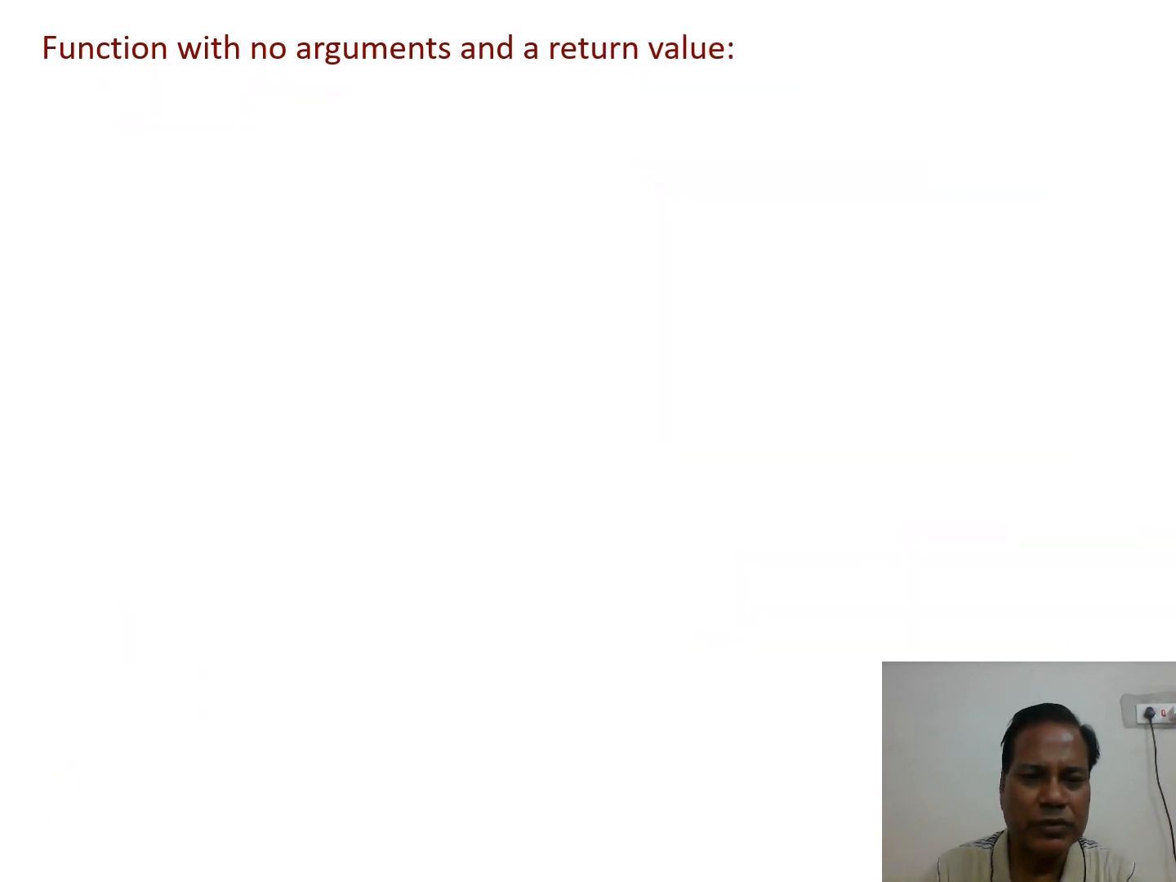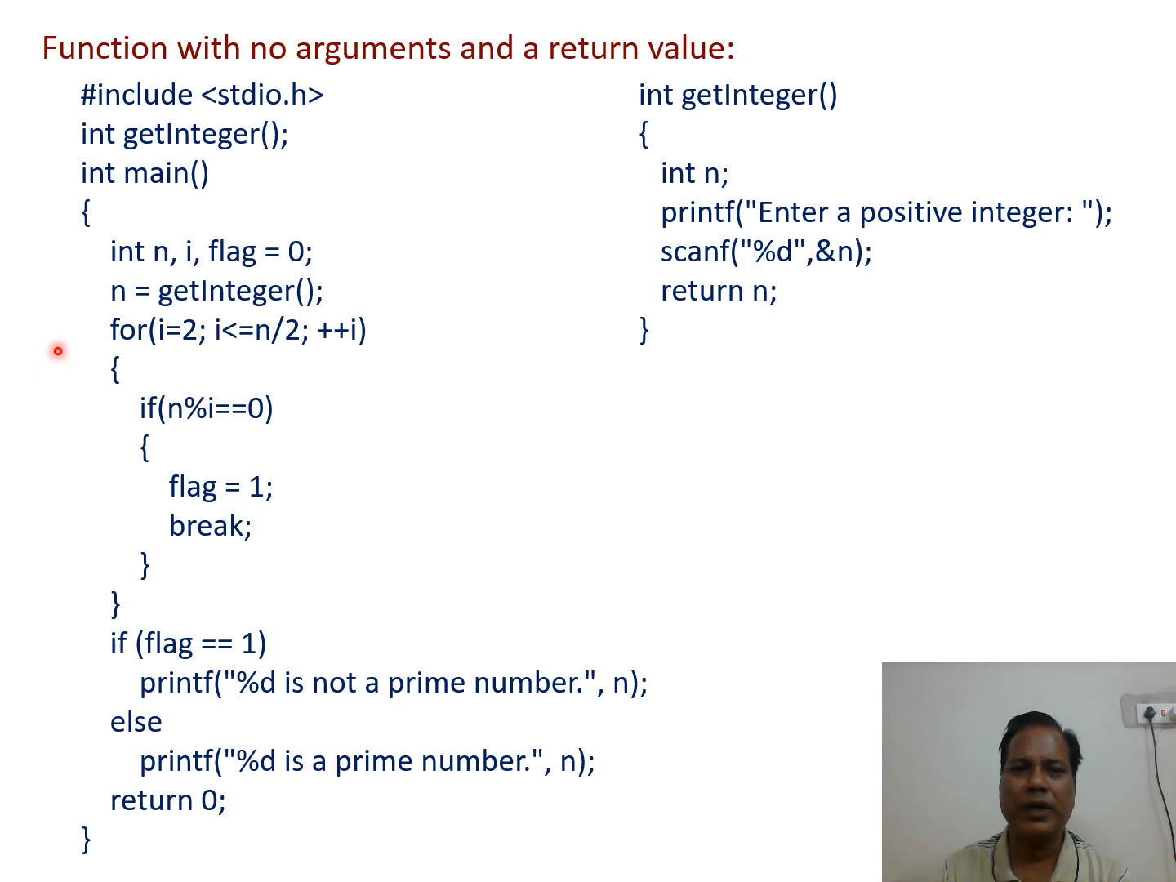Now next let us take a function with no arguments and a return value. In this category, the function is not having any arguments, but it is returning a value. So an example program may be written like this one.